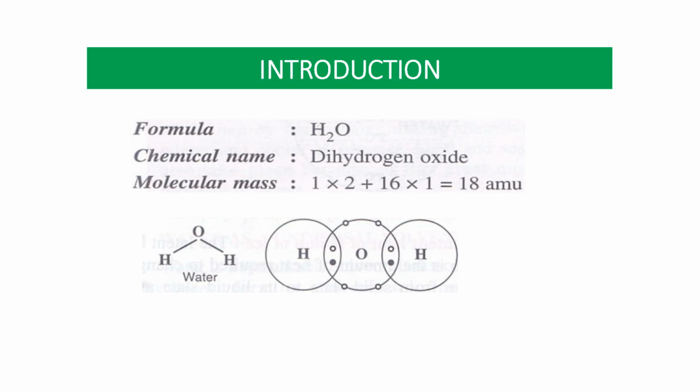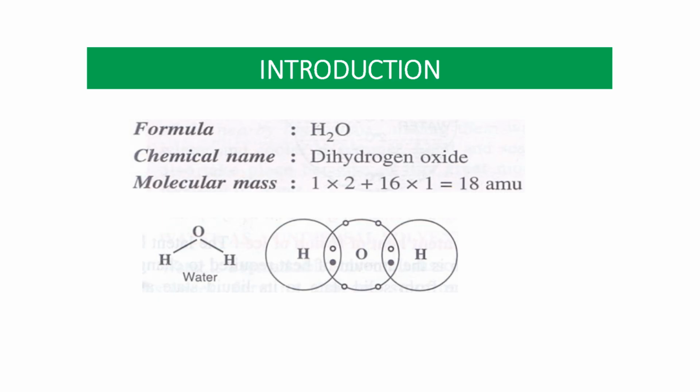The next topic is the formula of water. What is the formula of water? All of you know very well, H2O. And the chemical name of water is dihydrogen oxide. So it is very important that water is the common name and the chemical name of water is dihydrogen oxide, because there are 2 atoms of hydrogen and 1 atom of oxygen.